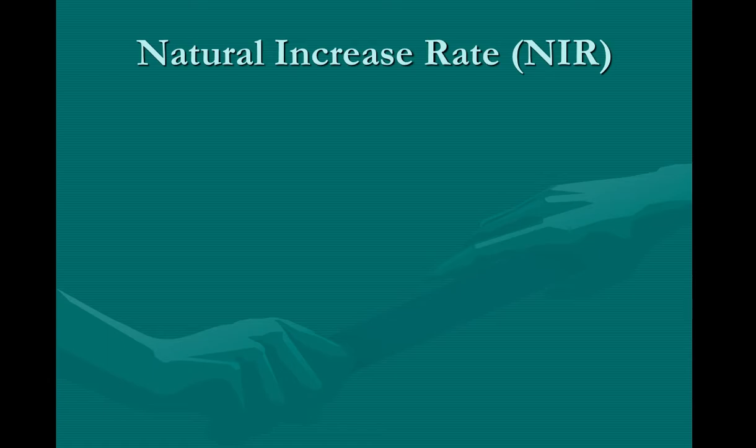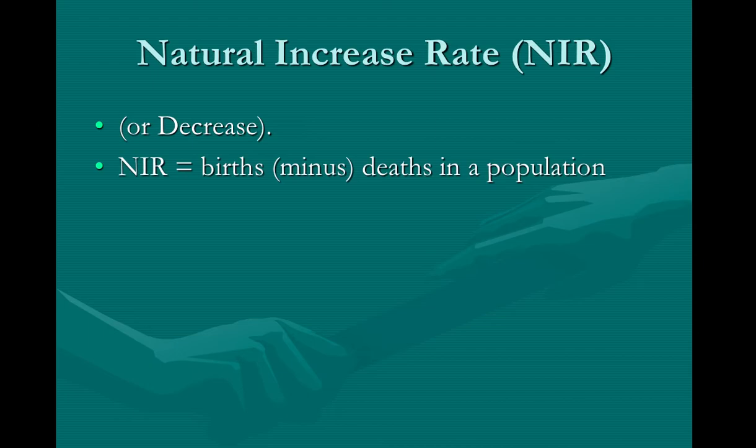So what we look at overall when we take both the crude birth rate and the crude death rate is the natural rate of increase. Or in some cases, if deaths outweigh the births, it would be a natural decrease rate. We're not going to say that. We're just going to say it's a negative increase. So if there's a negative increase, that means that your population is going to be declining over time.